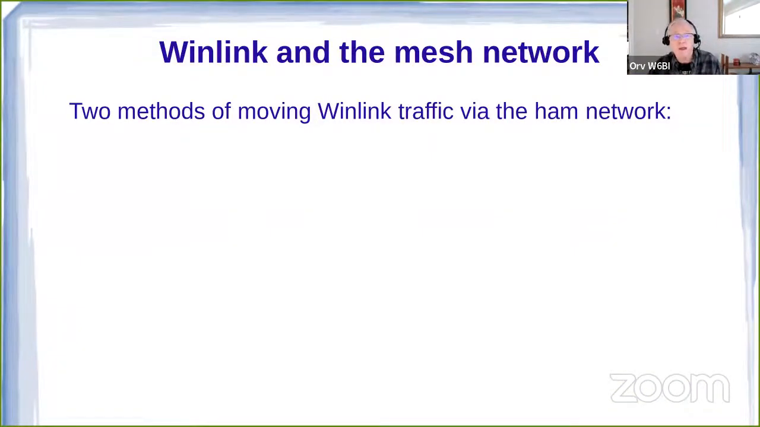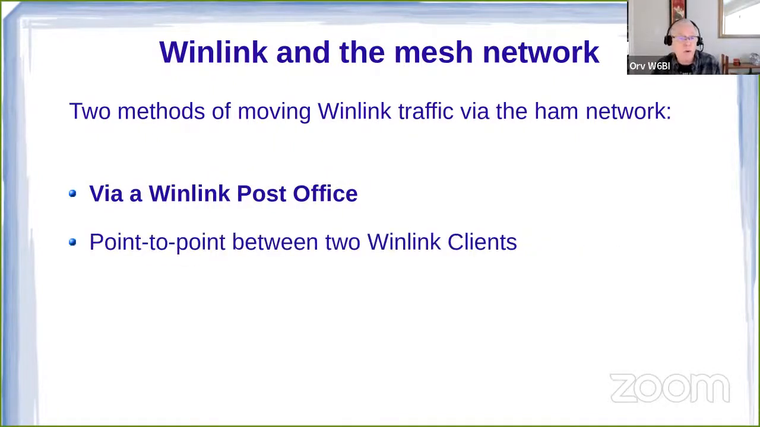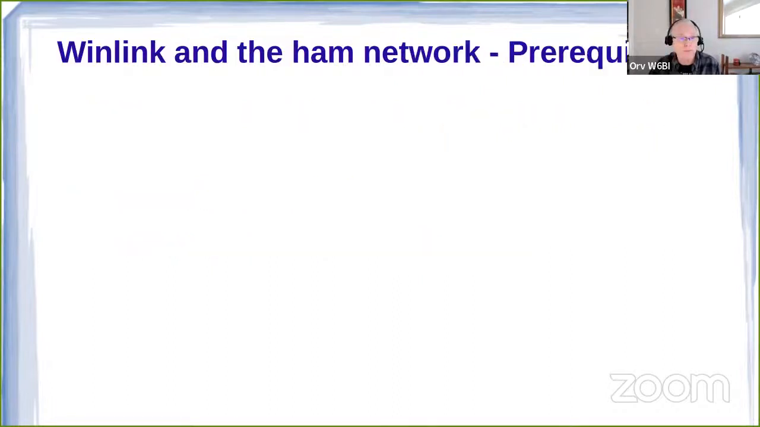So anyway, there's 2 ways of moving Winlink traffic over the ham radio network. One of them is sending to a post office on the mesh network, and another is point-to-point between 2 Winlink stations that are sitting on the mesh network. I don't have anything to demo or in my presentation about point-to-point, but it's in the document, and I think we're going to play around with it some.